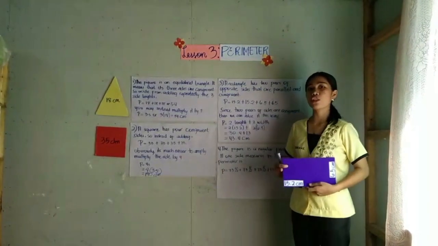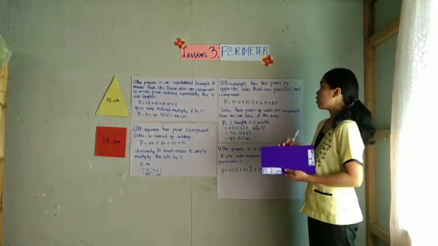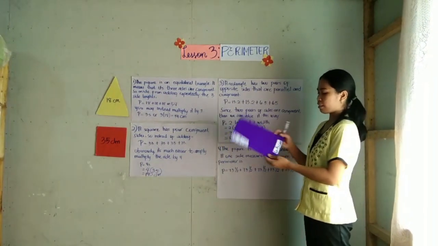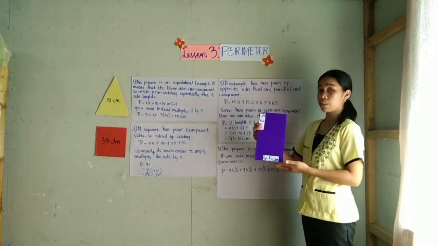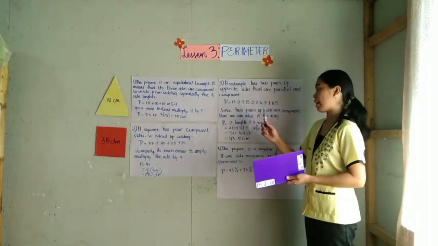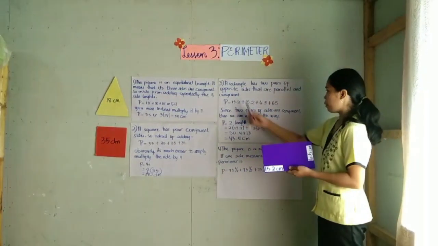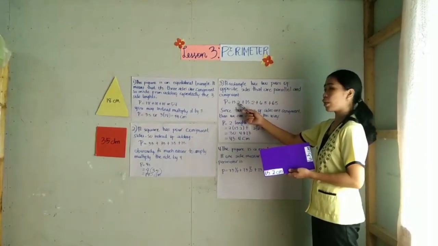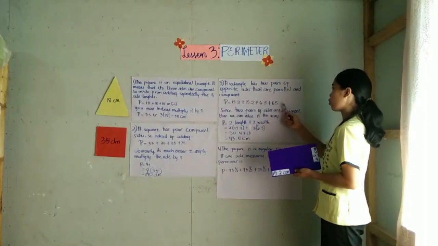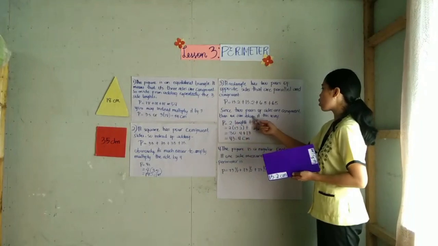So let's move on to example number 3. So this is a triangle. So this triangle has 15 centimeter here and 6.5 centimeter here. A rectangle has two pairs of opposite sides that are parallel and congruent. So the perimeter is equal to 15.2 plus 15.2 plus 6.5 plus 6.5. Since two pairs of sides are congruent, then we can solve it this way.